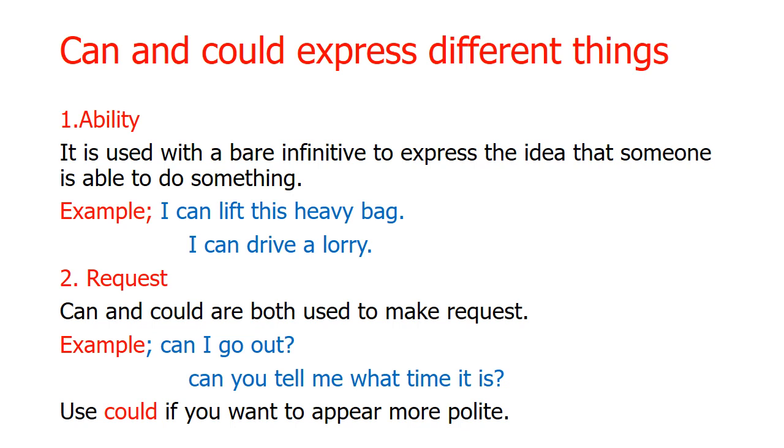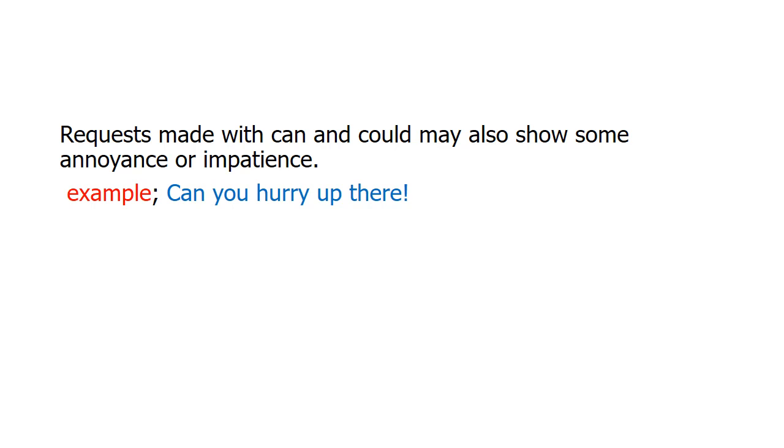Second one, request. Can and could are both used to make requests. Example: can I go out? Can you tell me what time it is? Both the sentences have used can to show request. However, use could if you want to appear more polite. Requests made with can and could may also show some annoyance or impatience. Example: can you hurry up here? That one shows impatience.